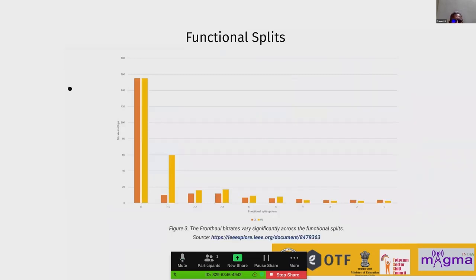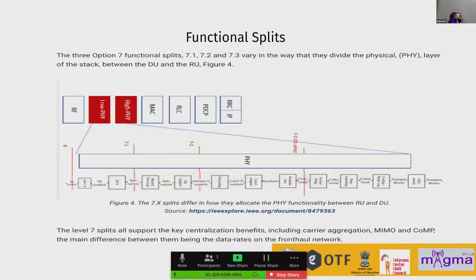Based on the splits, you can get optimization of the bit rates. You can see 7.1, 7.2, 7.3 get the optimum in terms of the splits, how you do within the radio, what functions you handle in the radio versus what functions you handle in the central unit, and what you leave to the distributed unit. So the functional split is important, and it should be understood very well.